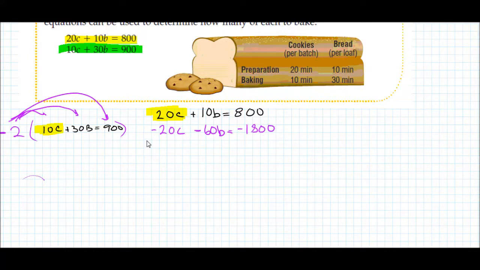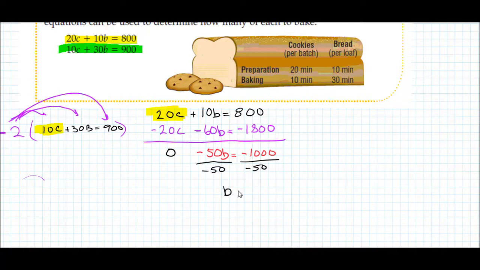So now we have two equations, so we can eliminate the C value. 20C minus 20C is 0. We'll put a 0 there for now. 10B minus 60B is negative 50B. And 800 minus 1800 is negative 1000. So negative 50B equals negative 1000. Let's divide each side by negative 50. So B is going to equal 20.